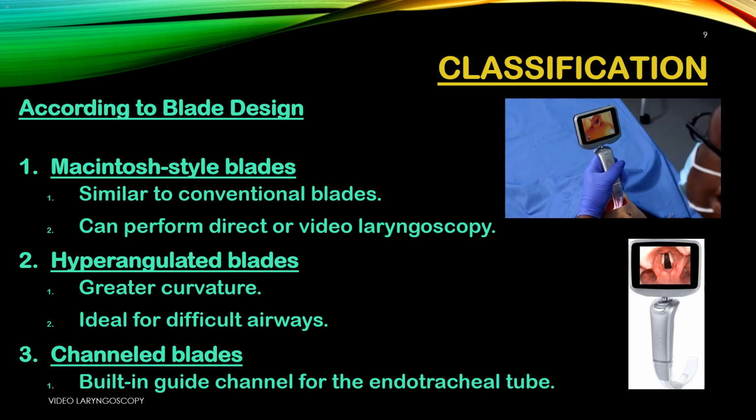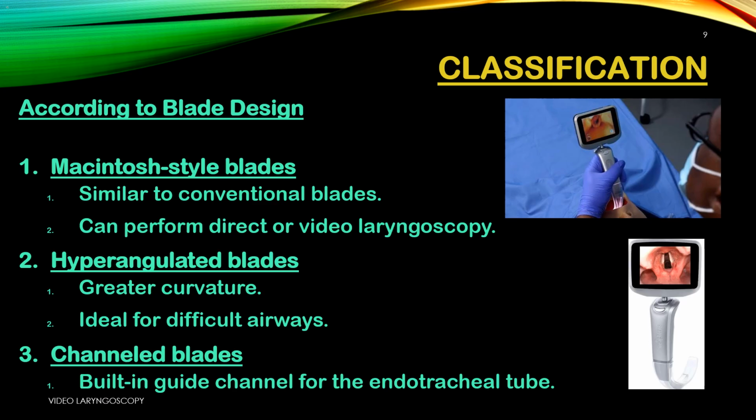2. Hyperangulated blades. Greater curvature. Steep 40 to 60 degree angle to look around the corner, without moving the neck much. Ideal for difficult airways. Best when mouth opening or neck movement is limited. Gives you the best glottic view.